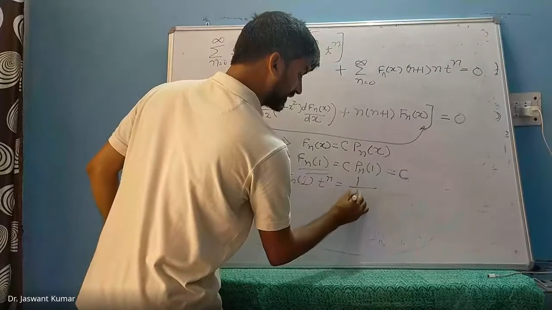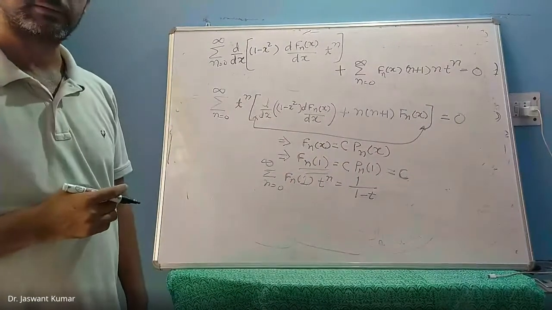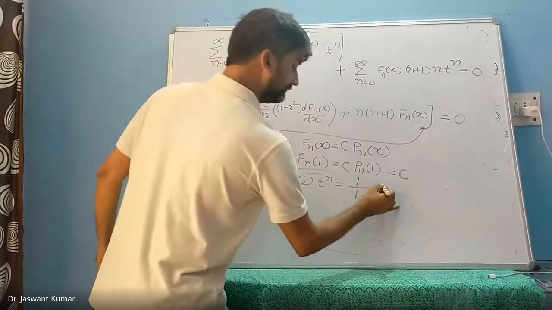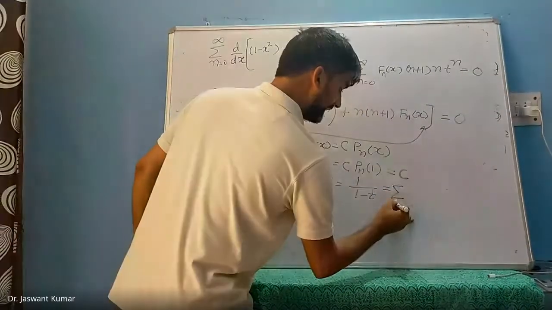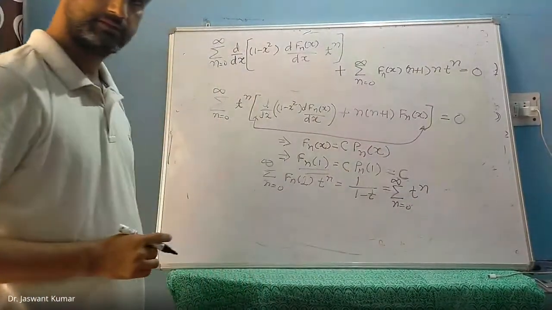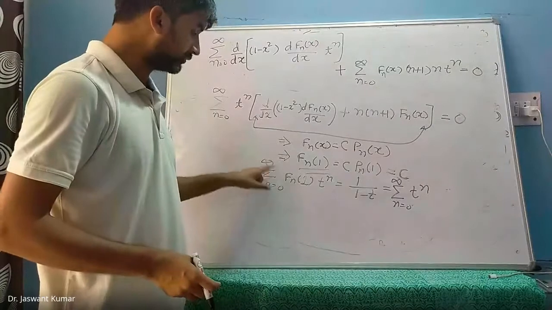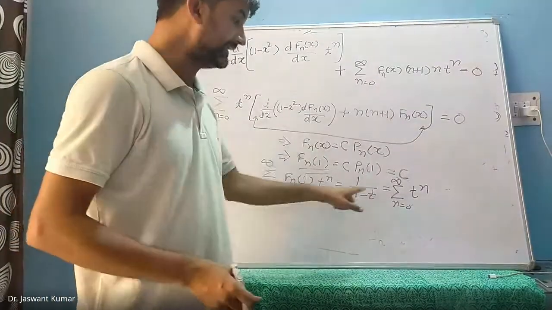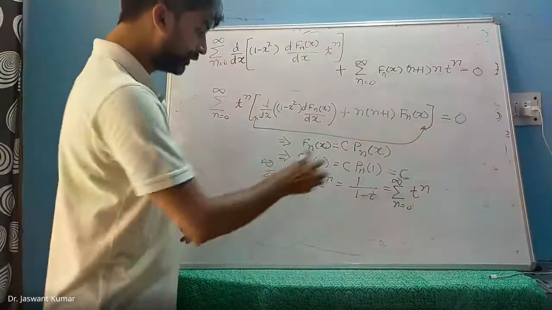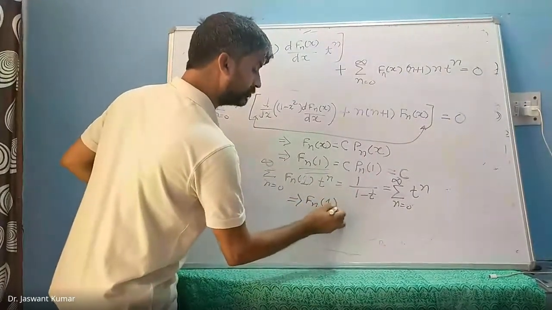So the term that you get on the right hand side is 1 upon 1 minus t. This can once again be Taylor expanded or binomially expanded to give you the summation n going from 0 to infinity t to the power n. So what have we obtained? The summation n going from 0 to infinity f_n(1) t to the power n is equal to the summation n going from 0 to infinity t to the power n. By pure comparison, we find that f_n(1) is equal to 1.